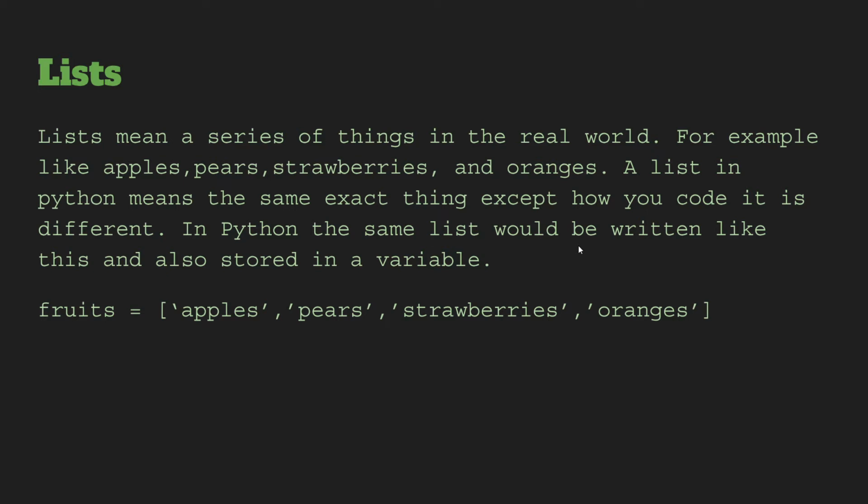In Python, the same list would be written like this and also stored in a variable. For a variable, let's say it was called fruits, then our list would have to have brackets around it. And instead of just plain old words, there have to be strings. And then you put your commas, of course, because lists have to have commas.